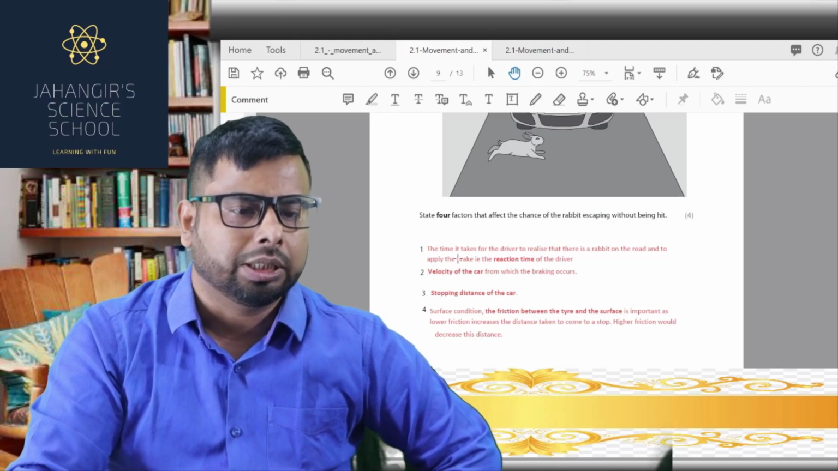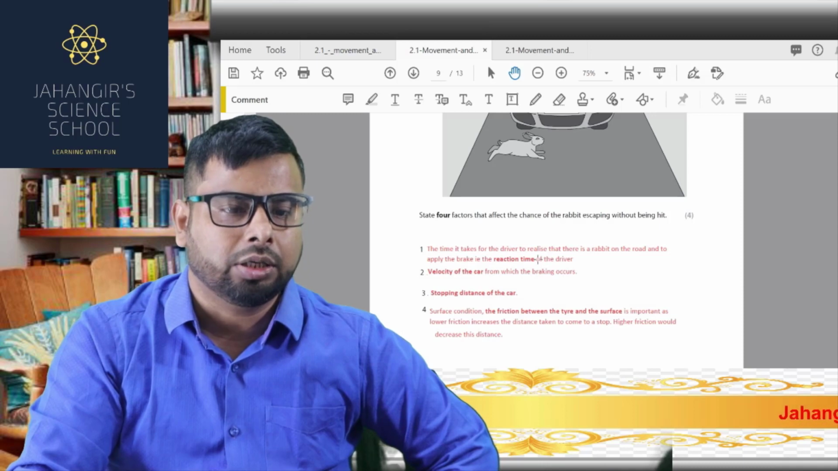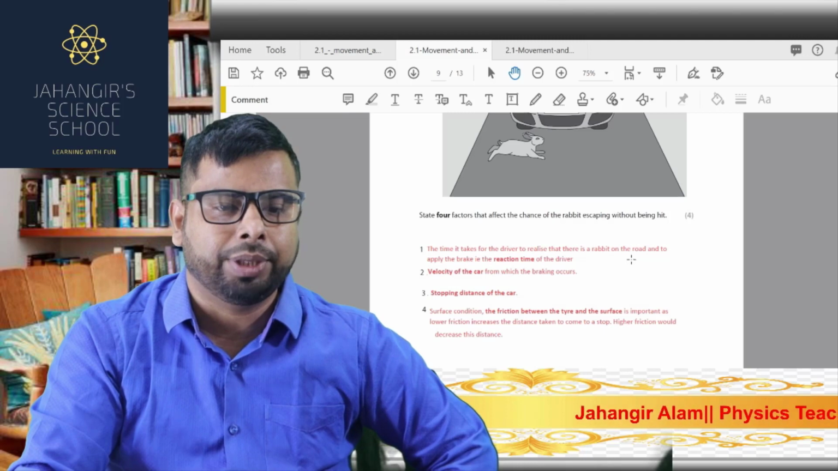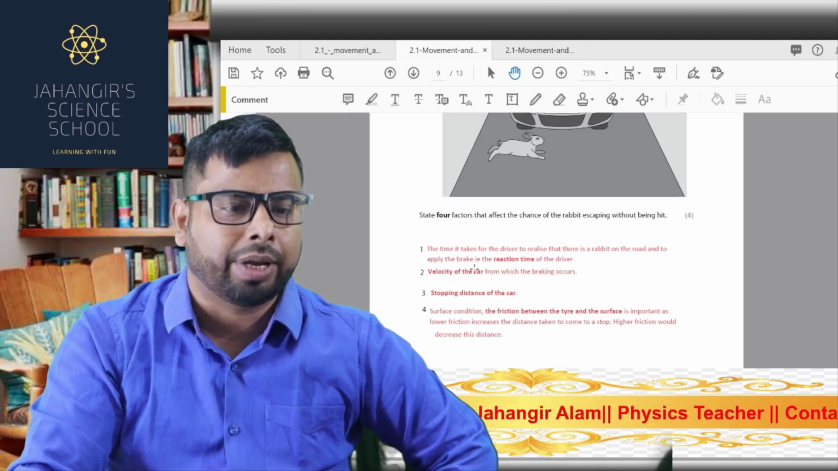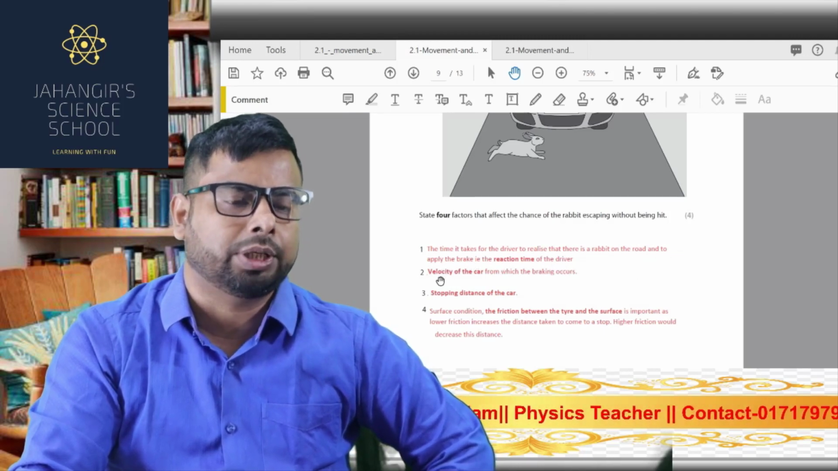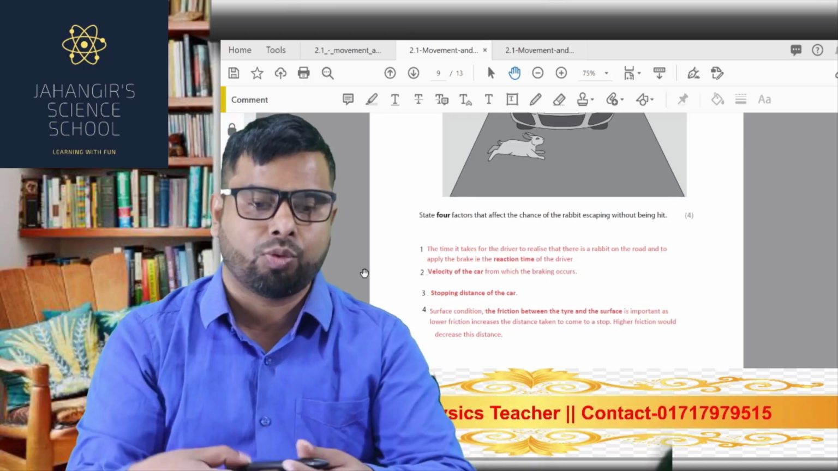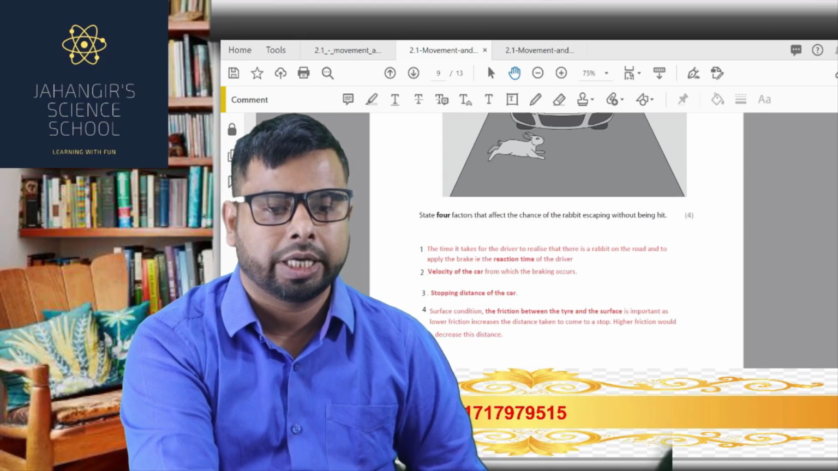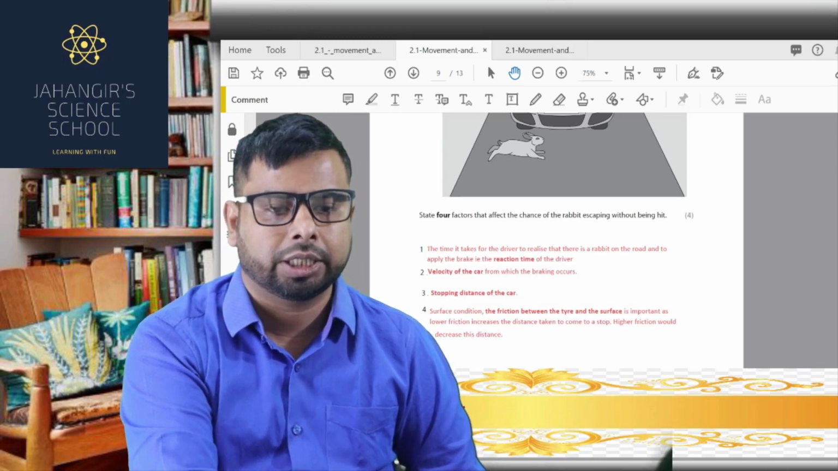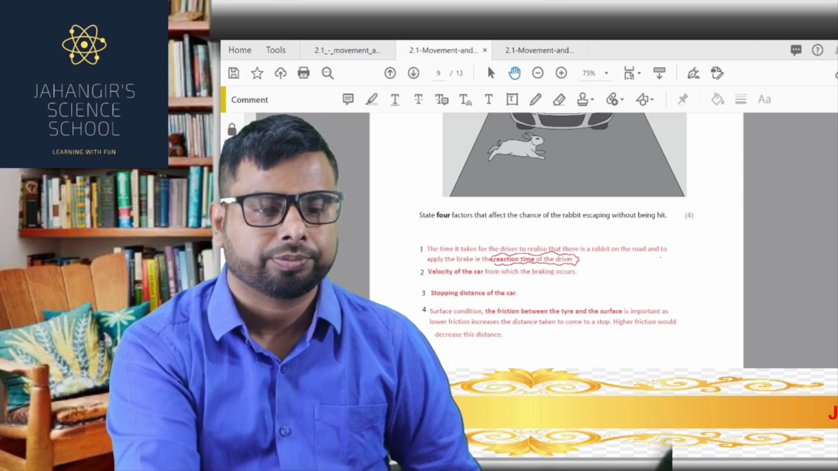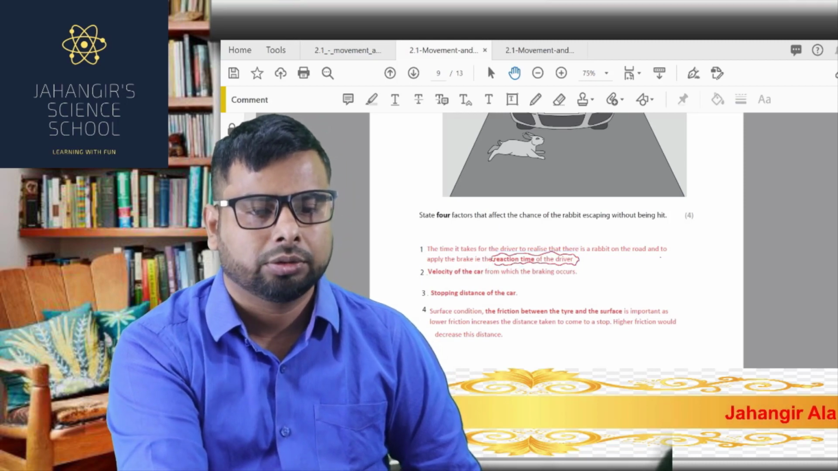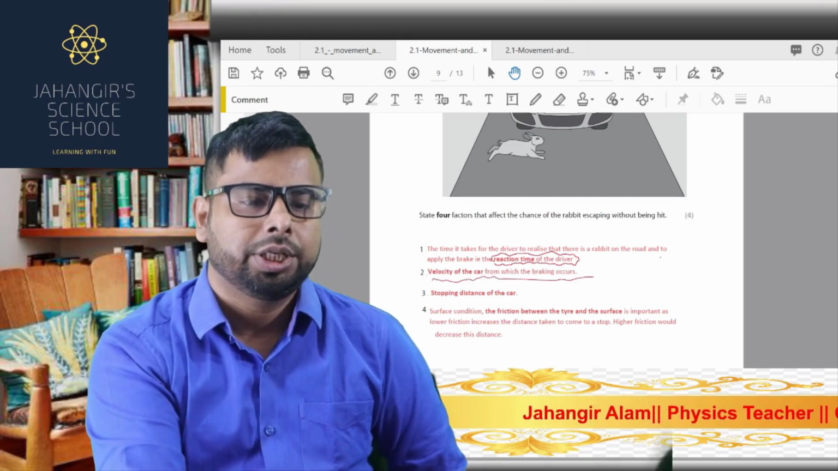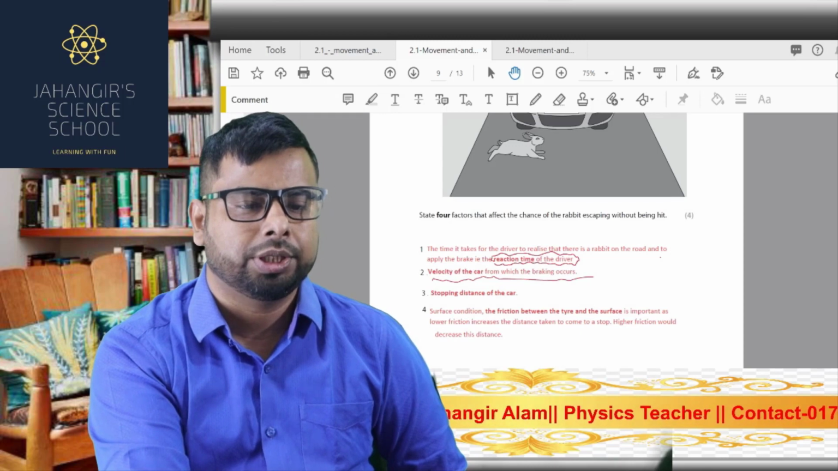Number 1, the time it takes for the driver to realize that there is a rabbit on the road and to apply the brake, that is the reaction time of the driver. So the answer will be reaction time of the driver. Velocity of the car from which the braking occurs, so the initial velocity of the car. Stopping distance of the car.